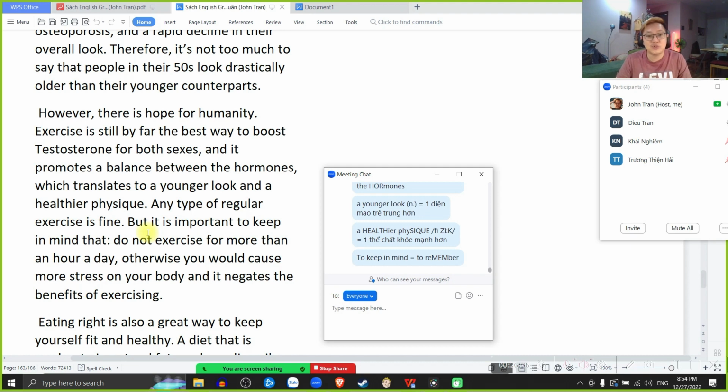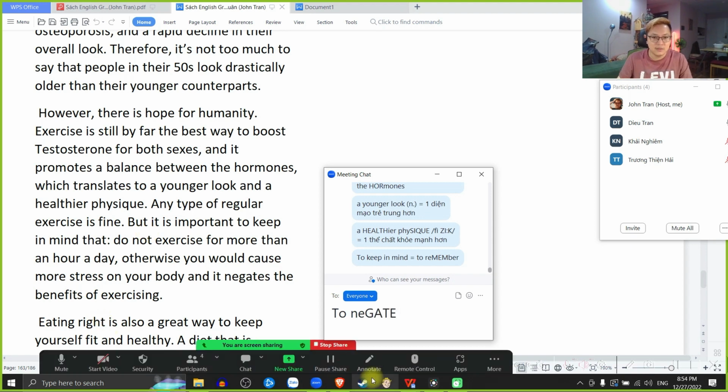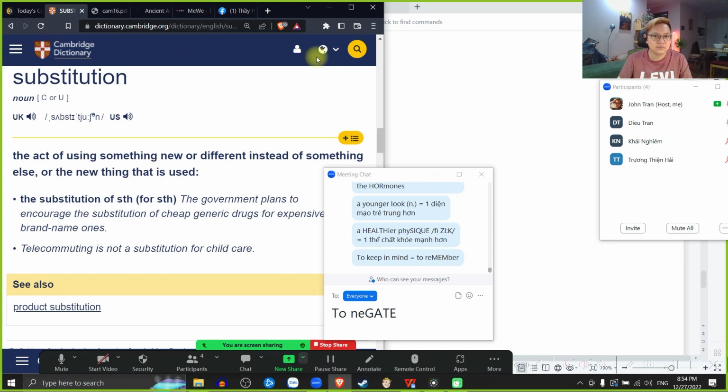Otherwise, you would cause more stress on your body. Nếu không thì các bạn sẽ gây ra nhiều căng thẳng lên cơ thể. And it negates. Check this word out.